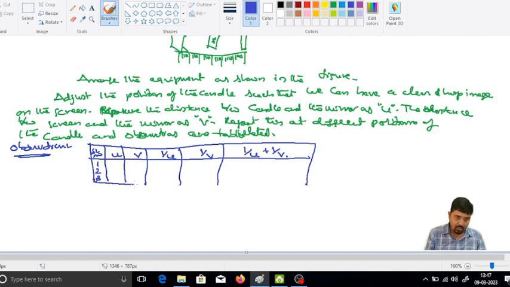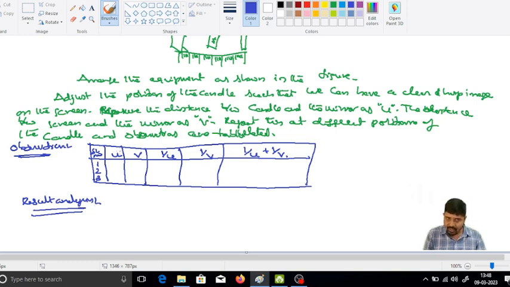Now you have to close the table. Okay. Nothing we are writing. U, V, 1 by U, 1 by V, 1 by U plus 1 by V. After observation, what you are going to write? Result analysis. So what is our result analysis? You know, even the value of U and V are going to change, 1 by U, 1 by V is going to change, but the value of 1 by U plus 1 by V will remain constant. So I am writing that.